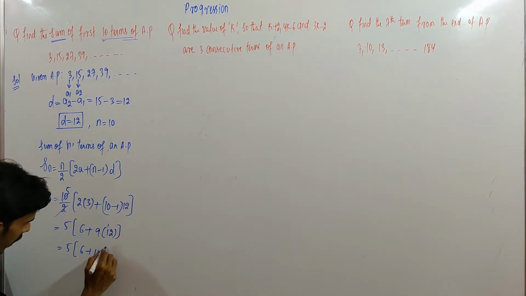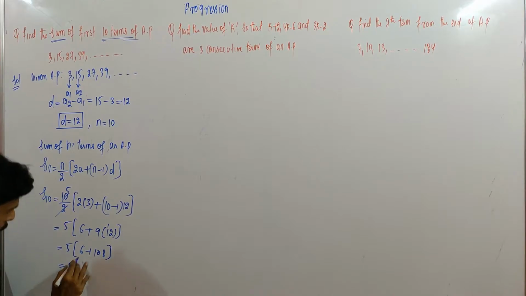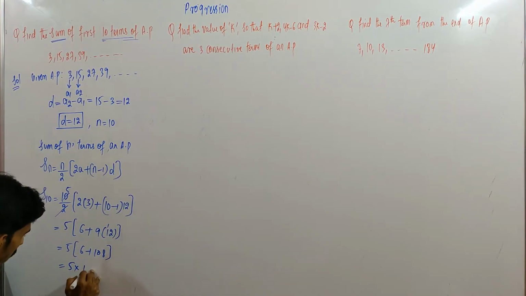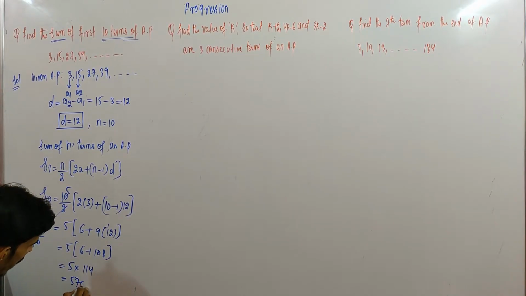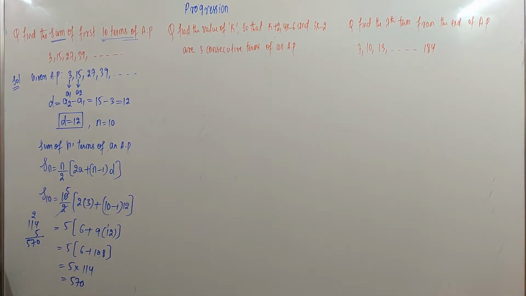So we have 5 into 6 plus 108, which is 114. So 114 times 5 gives 570 as the answer for this question.